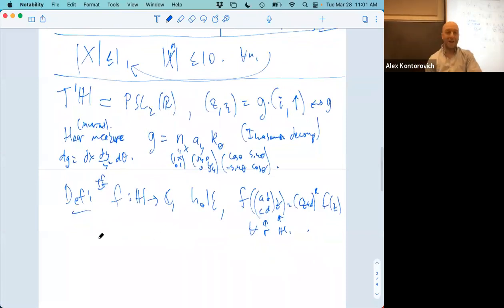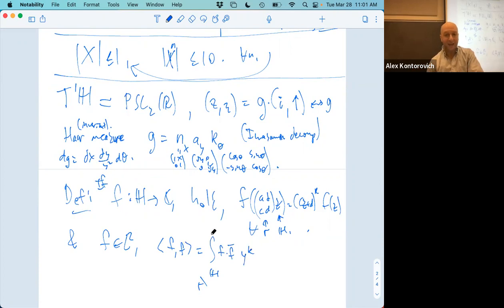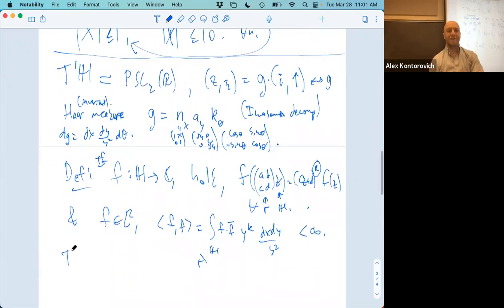Okay, and here's the last condition. Let me define cuspidal modular forms first. f is in L2 in the sense that the Petersson inner product of f with itself, which is the integral of f times f bar, y to the k, since I need to know that there's a weight k, dx dy over y squared. Now I know what measure to integrate with respect to. I want this to be finite.